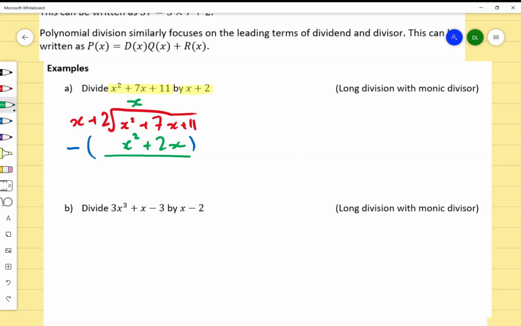Anyway, so 7x take away positive 2x. What does that give me? 5x. Good. Now in long division, I still have the plus 11.